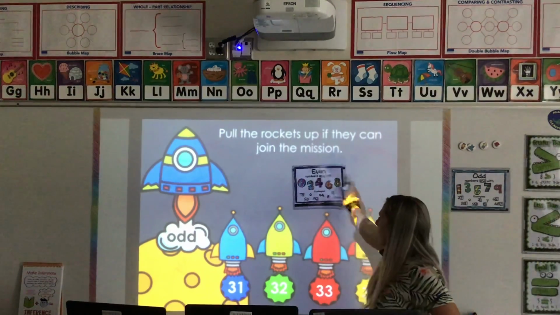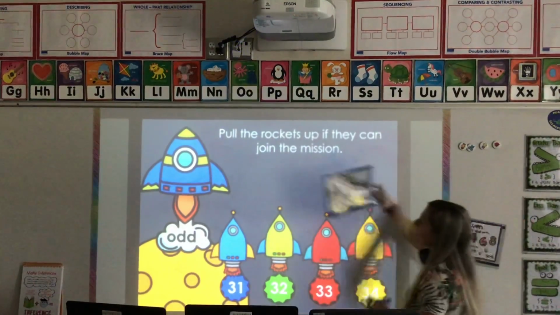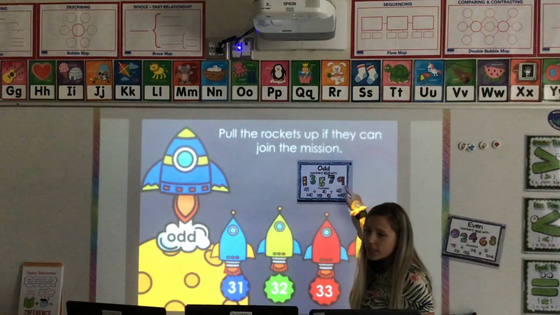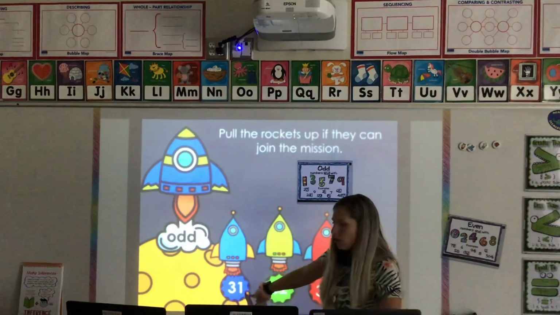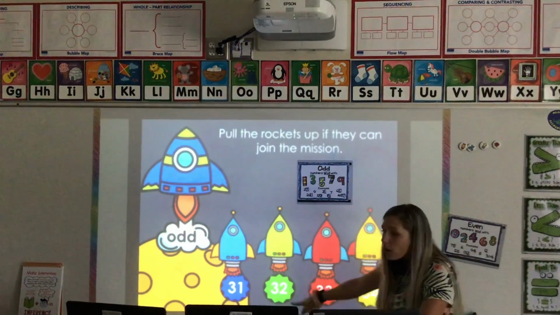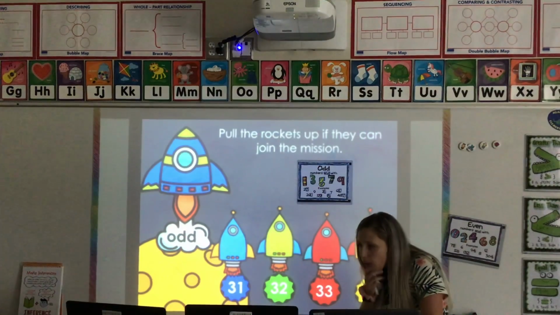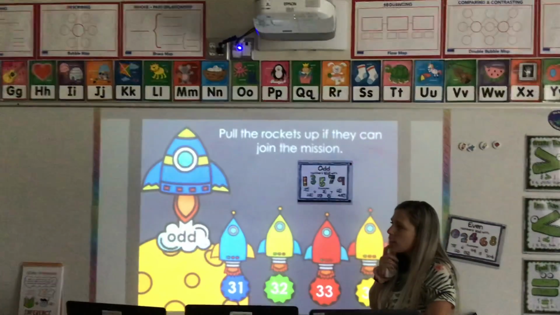All right, this one's looking for odd numbers. So our odd numbers end in 1s, 3s, 5s, 7s, and 9s. So our numbers are 31, 32, 33, and 34. Which 2 numbers end in a 1, 3, 5, 7, or 9?